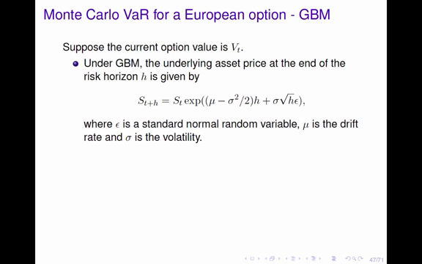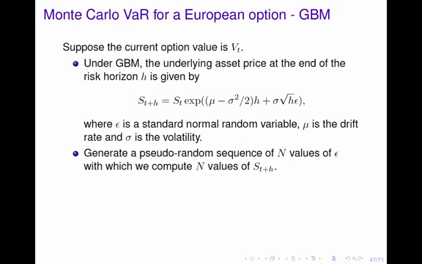Here, we will illustrate the Monte Carlo simulation method by estimating the VAR of a European option whose underlying asset price follows geometric Brownian motion. Suppose the current option value is Vt. Under the geometric Brownian motion, the underlying asset price at the end of the risk horizon h is given by the following expression, where epsilon is a standard normal random variable, mu is the drift rate, and sigma is the volatility.